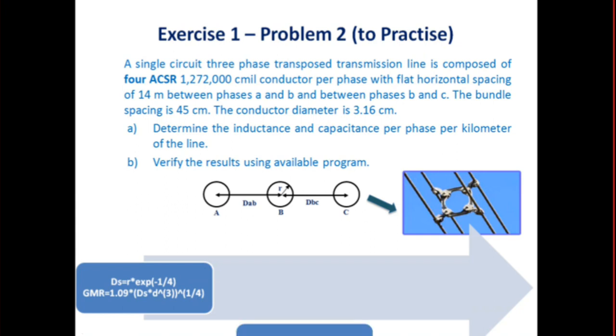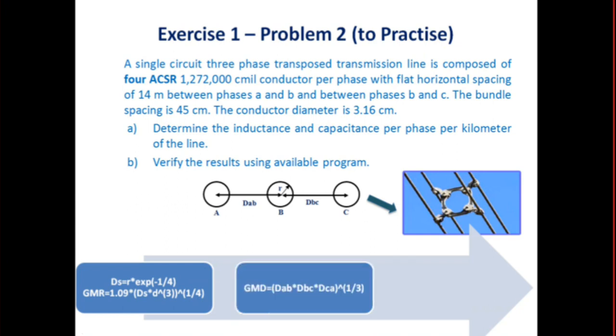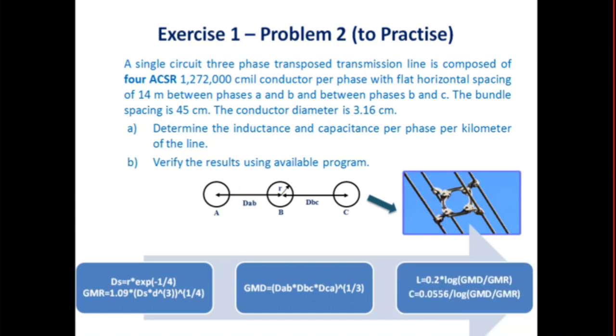Next, after finding GMR, you have to find the value for GMD. GMD is equal to DAB into DBC into DCA. So here in our case, DAB is equal to 14, DBC is equal to 14, DCA is equal to 28, right? Now, after finding GMR and GMD, directly you can find the inductance and capacitance, okay? So for that you just write your code and practice it, okay?